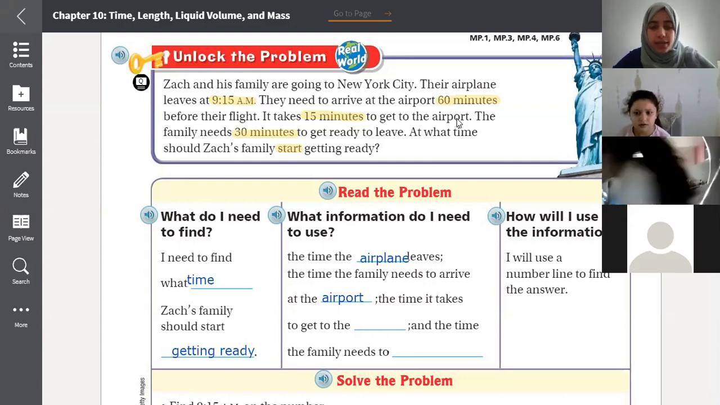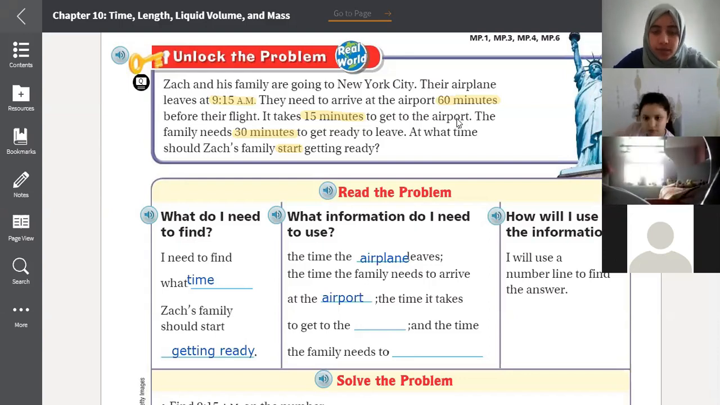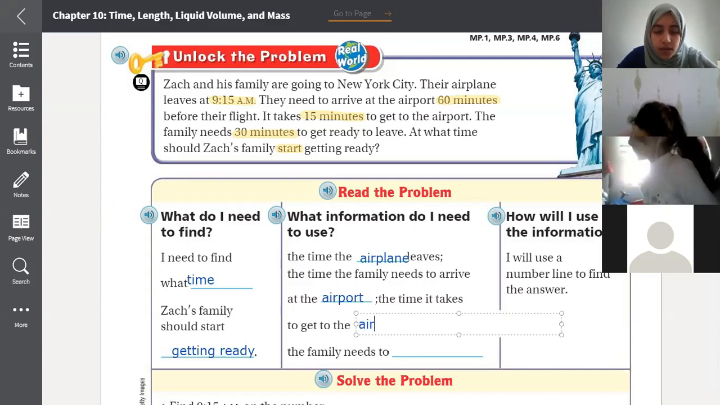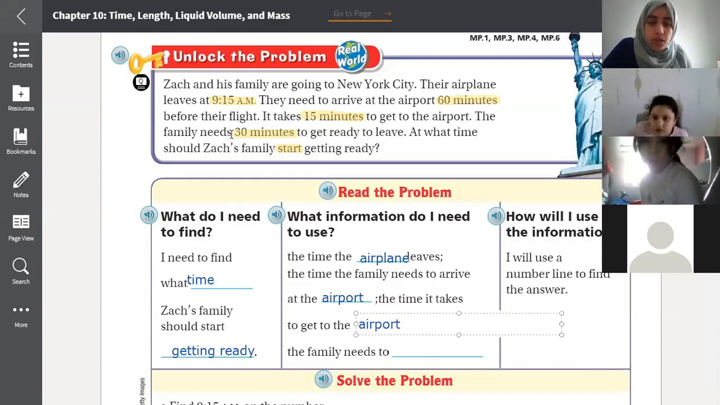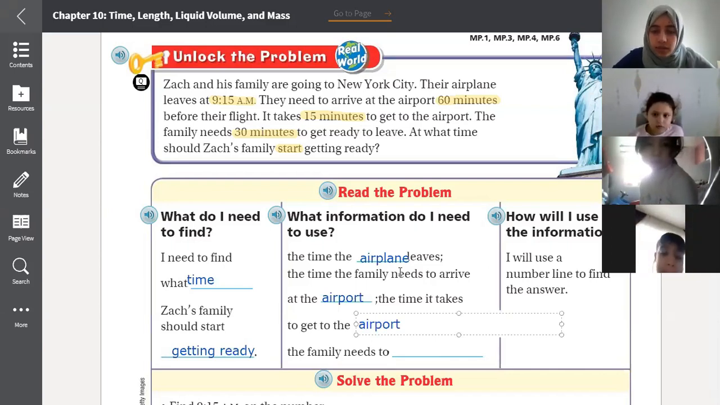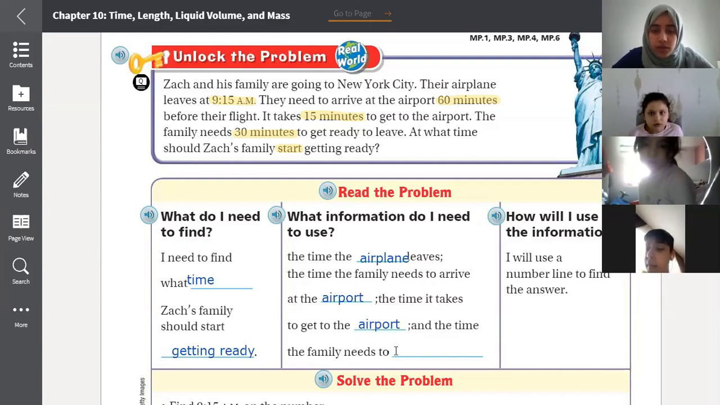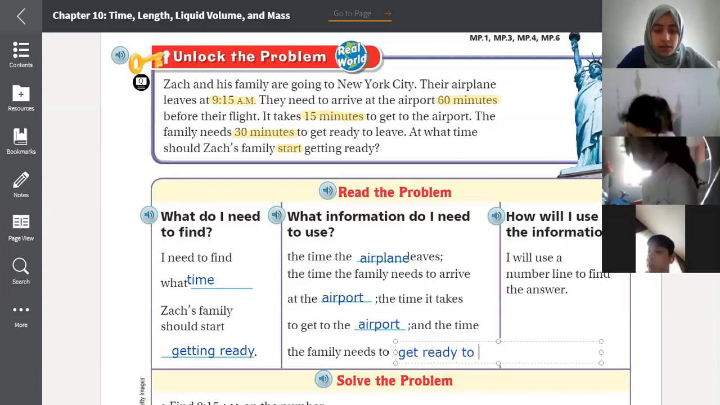Airport. So again, it's going to need 15 minutes to get to the airport. So we need to count all this time to calculate when the start time of them getting ready needs to be. And the last one, what do they need? They need 30 minutes to get ready to leave. Yes, good job.